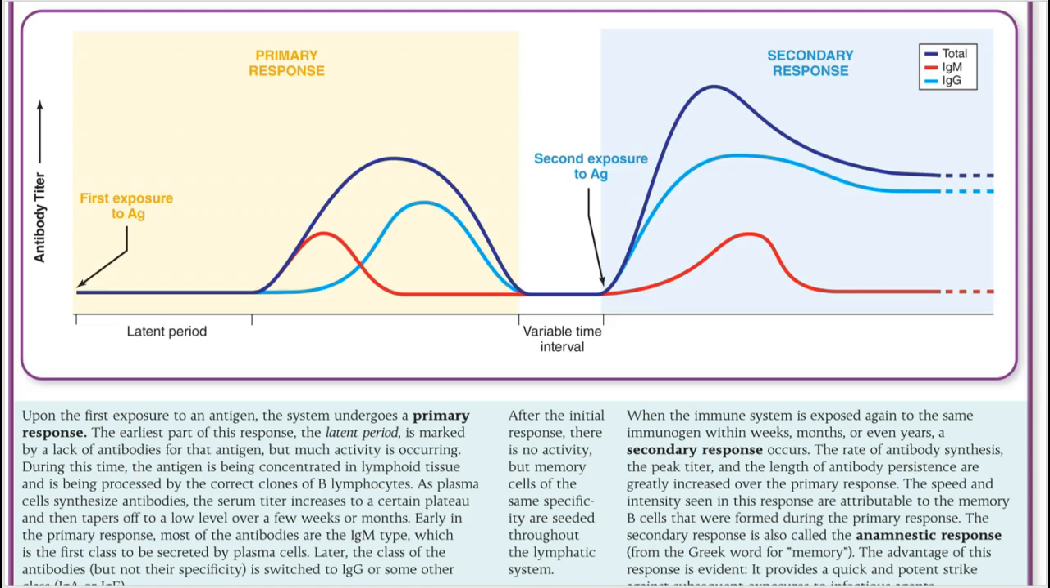We're going to eventually have plasma cells that are going to produce antibodies, but it takes time for the B lymphocytes to first become activated and then produce clones that will recognize that antigen. Most of these antibodies are going to be IgM type. These are the first class of antibodies that are secreted by plasma cells, and then later on we will have more IgG produced.